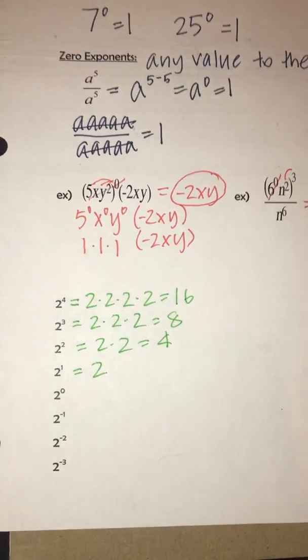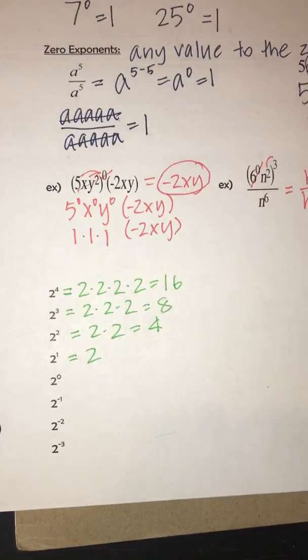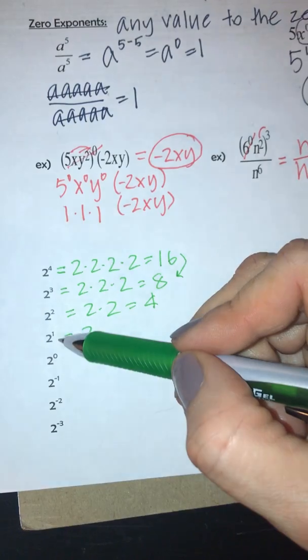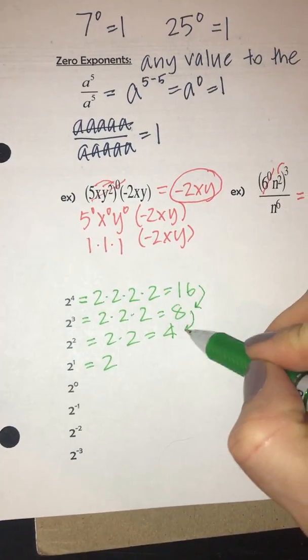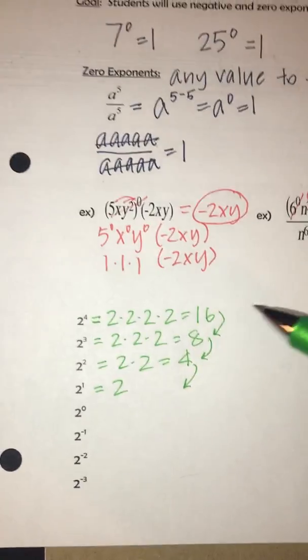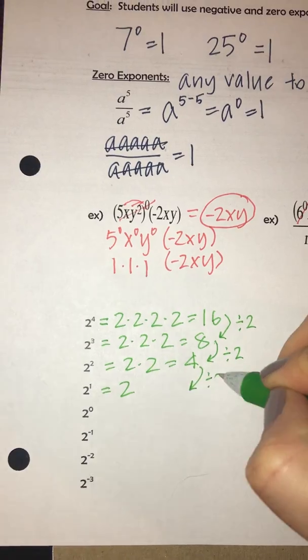So what I want you guys to notice is a lot of you guys like patterns, or you might notice patterns. And what I want you to see is that there's a pattern here. As these exponents go down by 1, these numbers change. And each time we go down the list, we're dividing it by 2. We're taking a 2 out of there.